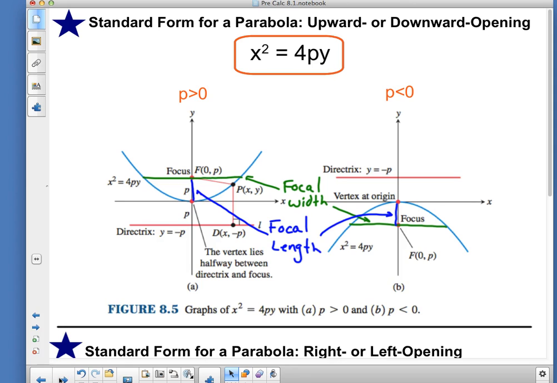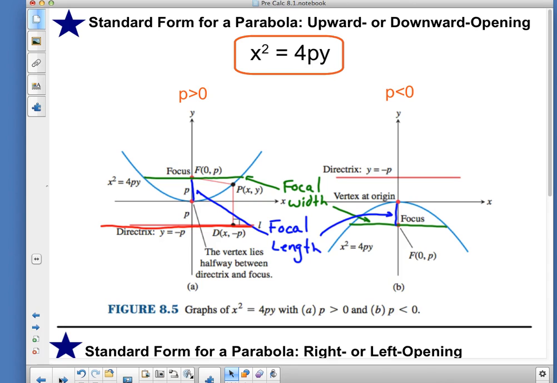Now, standard form of parabola that opens up. Okay, the standard form of a parabola that opens up is x squared equals 4py. Now, in that, I have my directrix line coming across here. I have my focal width. The focal width is the distance across my focus.